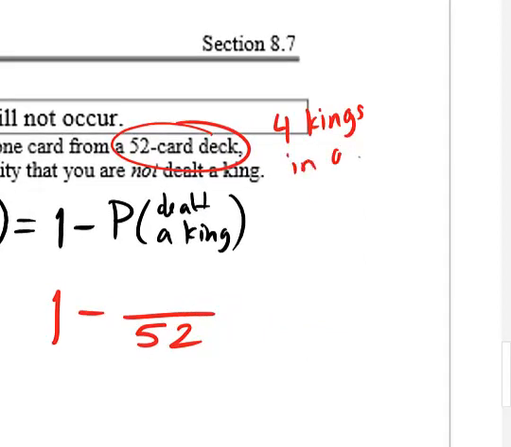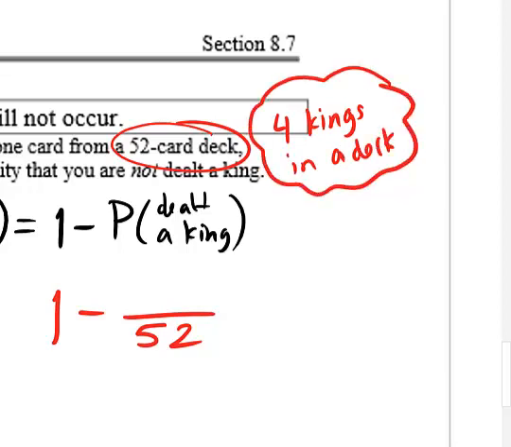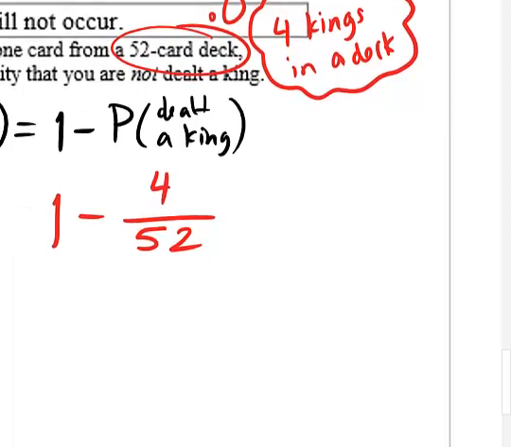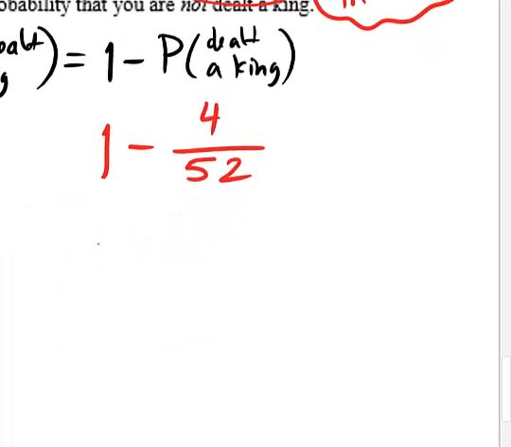You know, if this was on a quiz or an exam, first of all, I try not to use cards, but if for some reason I have to use cards, I try to give you all the information you need in case you've never seen cards before. So it'll be 1 minus 4 over 52, and actually 4 over 52 reduces to, I'm sorry, it's 1 over 13.